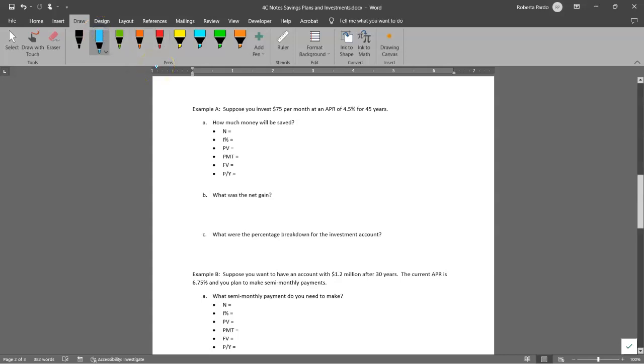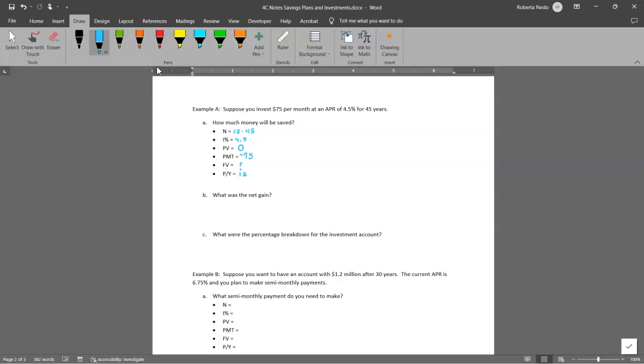So we have $75 per month, so that's negative 75 per month, so that's 12. And then we have 12 times something, and we're doing this 4.5%, so 4.5, and we're doing it for 45 years, so 12 times 45. Present value, remember we're starting with $0, and the future value is what we don't know. So that's a question mark.